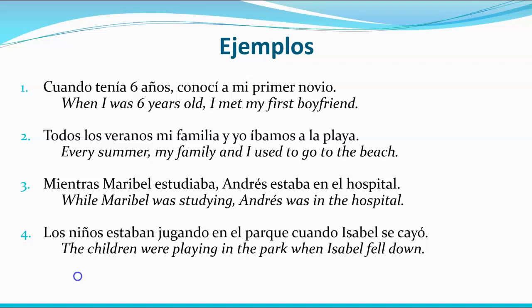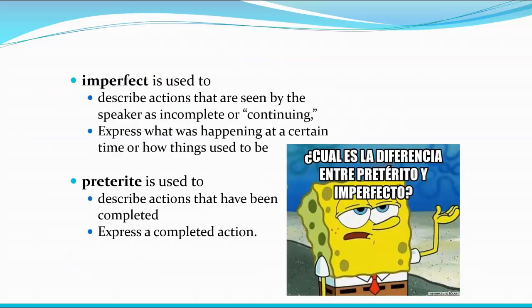Now in the next video, we're going to talk about the differences between the imperfect, which is used to describe actions that are seen by the speaker as incomplete or continuing, or express what was happening at a certain time or how things used to be, where the preterite is describing actions that have been completed, or in other words, express a completed action. So here we have Bob Esponja. ¿Cuál es la diferencia entre el pretérito y el imperfecto? That's how it should be. Or they should have entre pretérito e imperfecto. Okay, so that will be the next video.